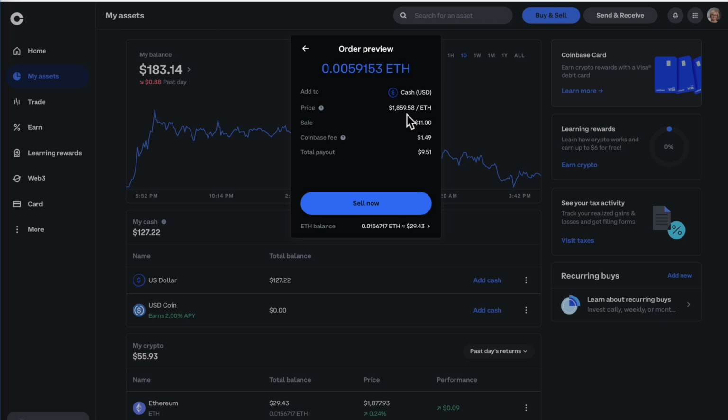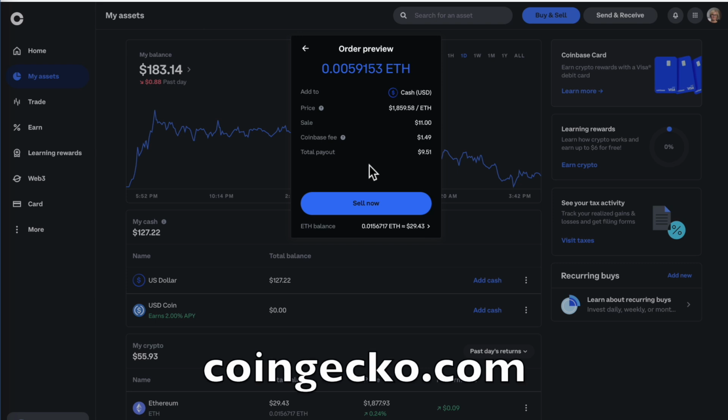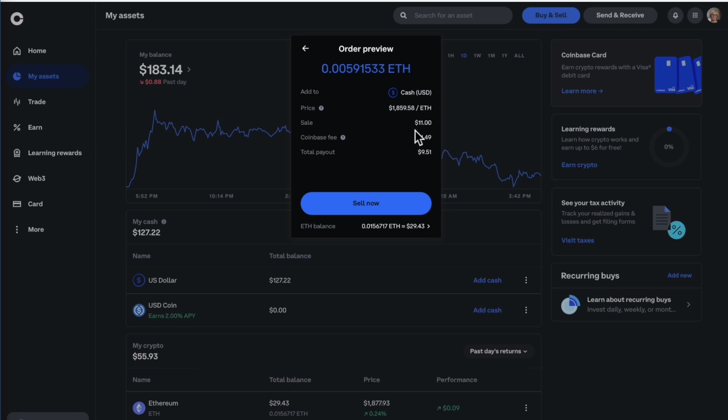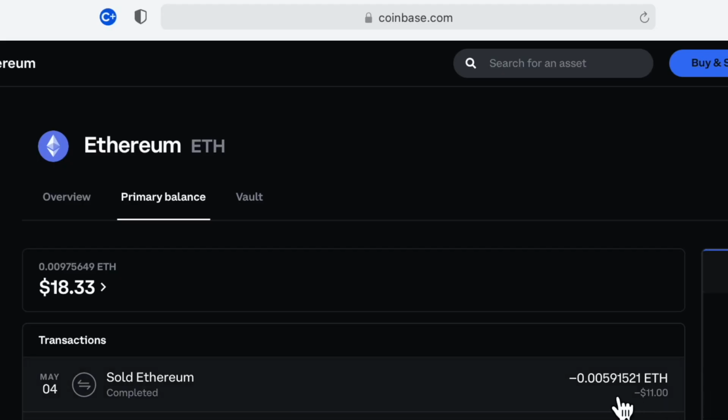And you can check to see if that's a fair price by looking at some of the price listing websites like coinmarketcap.com or coingecko.com. So you can see I'm selling for $11, but my fee is $1.49. Those are high fees in comparison to the value of the asset that I'm selling. So I'm going to sell now. Successfully sold. I'll view my transaction. And there it is right there.